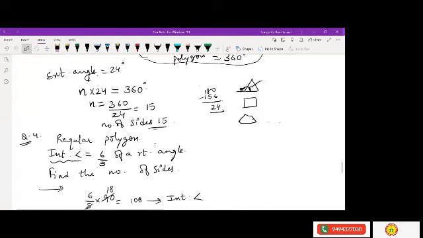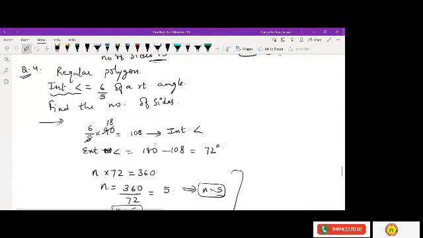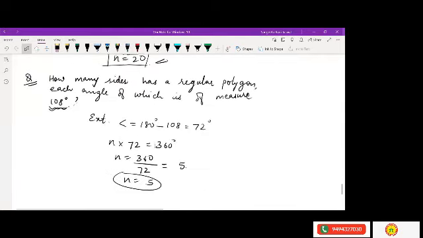Lasya, I'm explaining the same question again. Please listen carefully. How many sides does a regular polygon have? Now it's saying some polygon is here. We don't know how many sides it has. I've just made a polygon. Each angle of it is 108 degrees. This is what it is saying. So you have to find how many sides this polygon has.